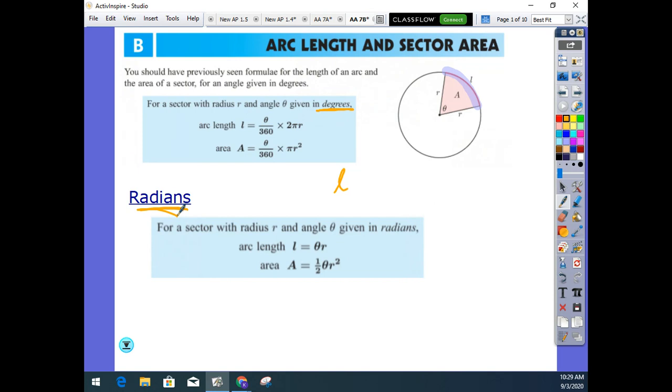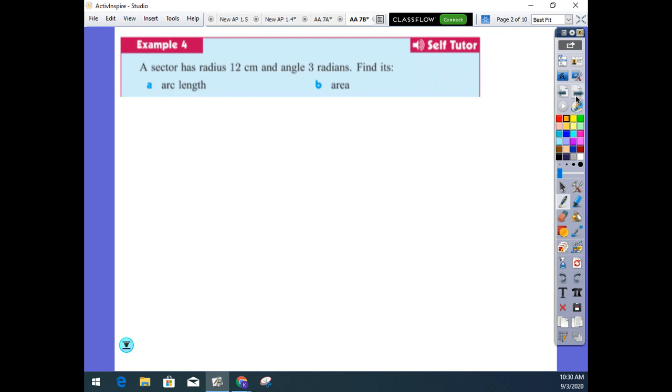The degree formula is super annoying because you end up putting pi over 3 or theta over 360. Notice theta is just the angle measurement. The radians is so much better to deal with. It's just literally the angle times the radius for the arc length, and half of theta times the radius squared for the area. So I think there's just two problems for this.